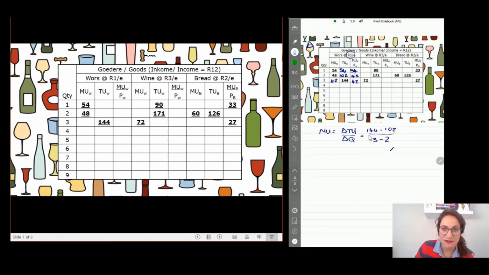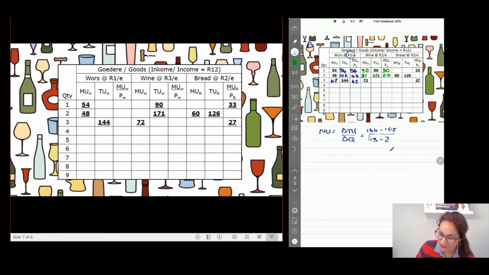For wine, at 3 rand, you have marginal utility. It's the same as the first unit. So 90 divided by 3 is 30. Marginal utility is the change in total utility divided by the change in quantity. So 171 minus 90 divided by 2 minus 1. That gives you 81. 81 divided by 3 will give you 27.